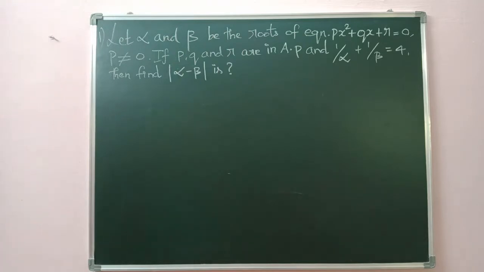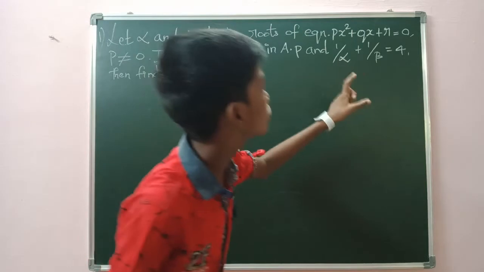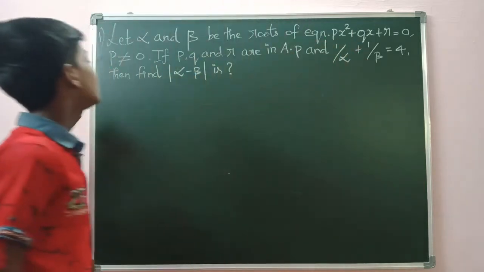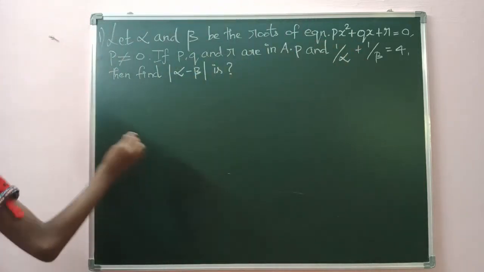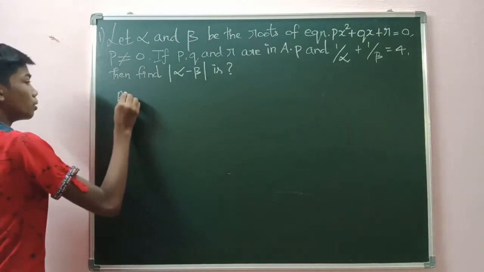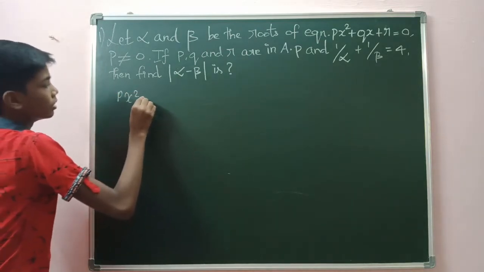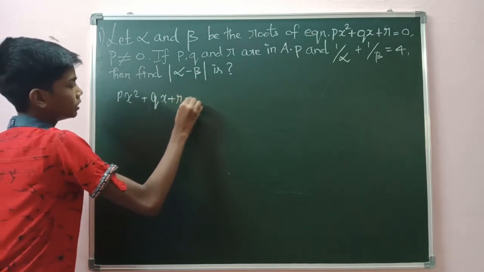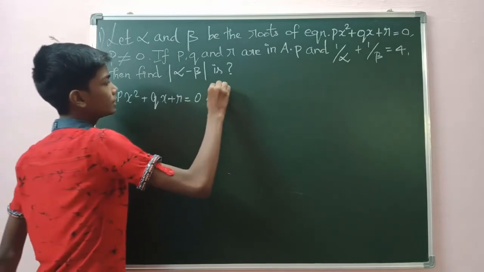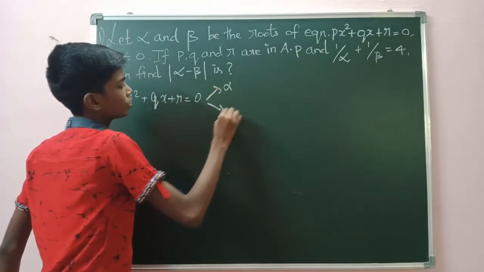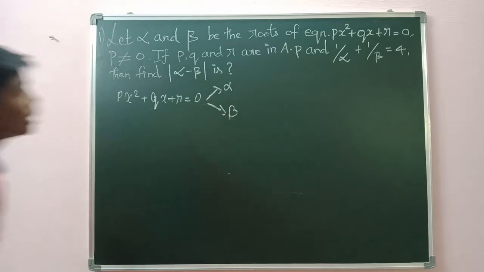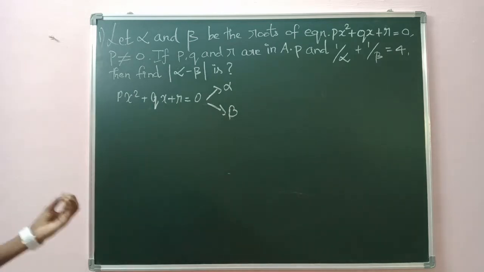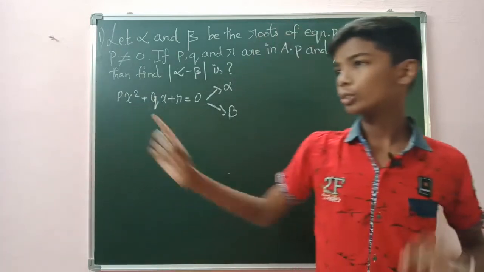So how we are going to solve this question is, they gave one equation, px square plus qx plus r is equal to 0. For this equation, alpha and beta are the roots. So I will write this equation: px square plus qx plus r is equal to 0. This is the equation I am having. The roots of this equation are, one root is alpha, another root is beta. Now let me find the sum of the roots and the product of the roots of this equation.